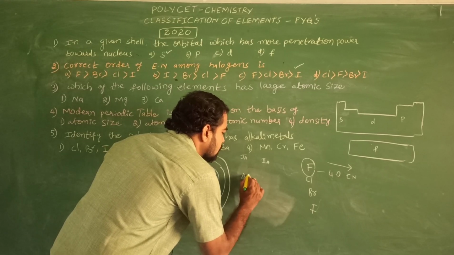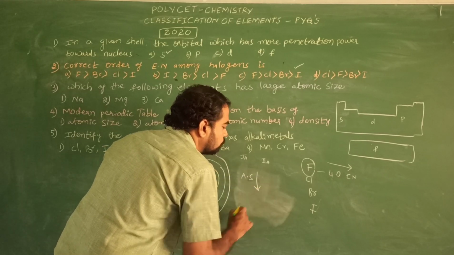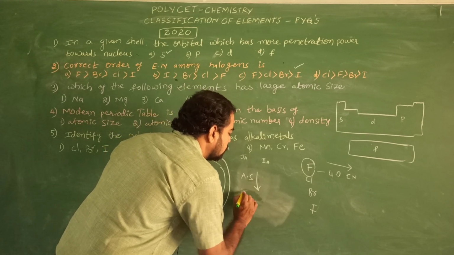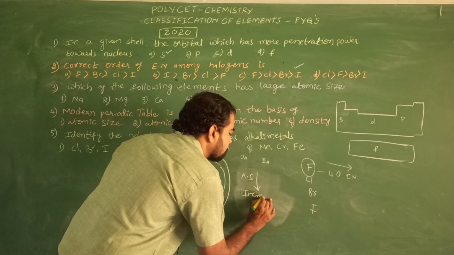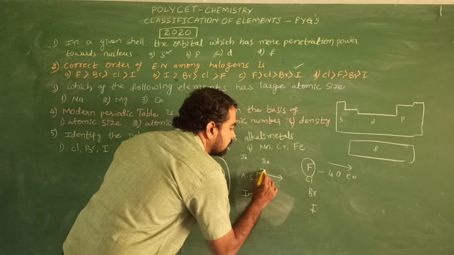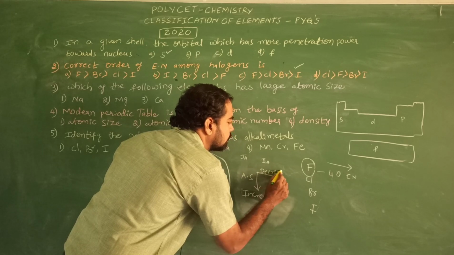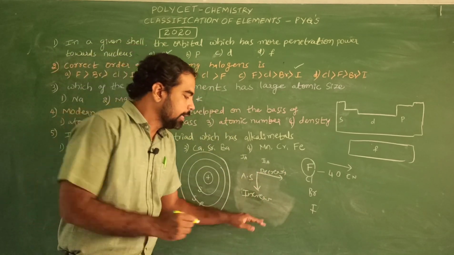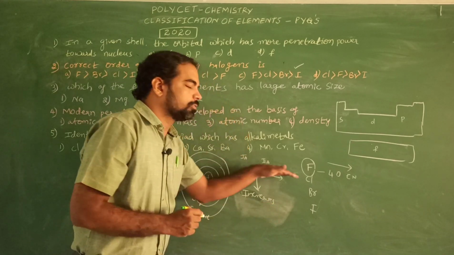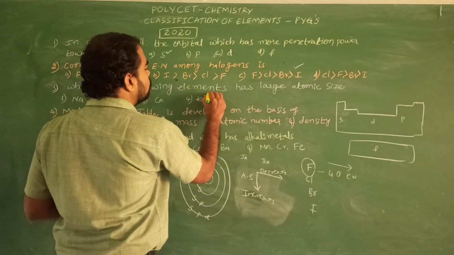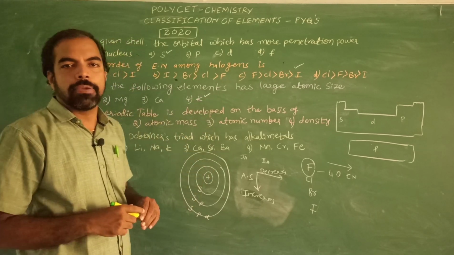Atomic size down the group, what happened? Decreases. Sorry, increases. Whereas left to right decreases. Remember like this one: atomic size or atomic radius down the group increases, whereas left to right decreases. So the option is potassium has large atomic size.